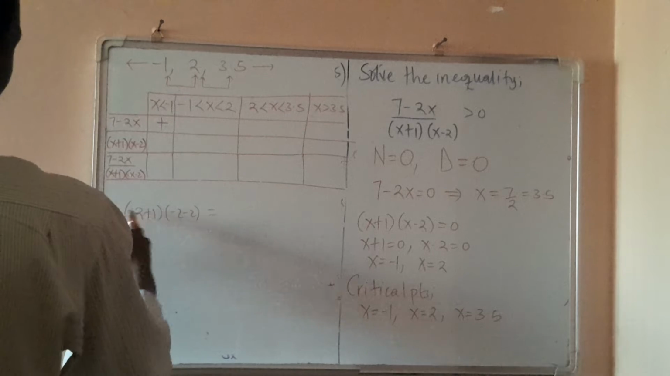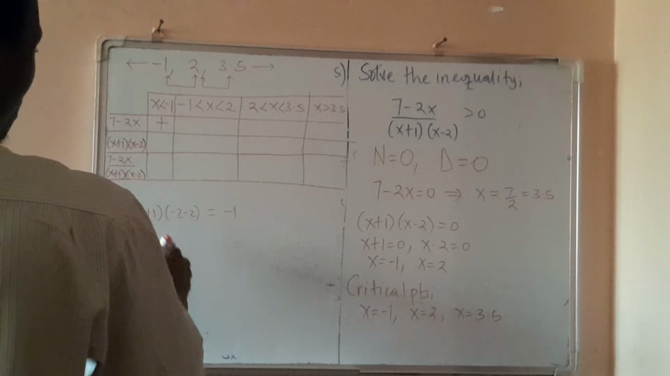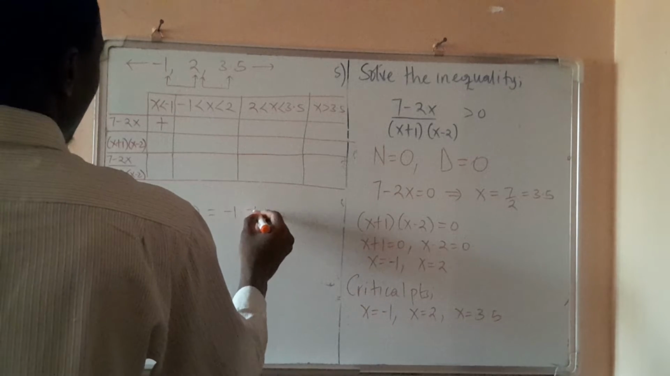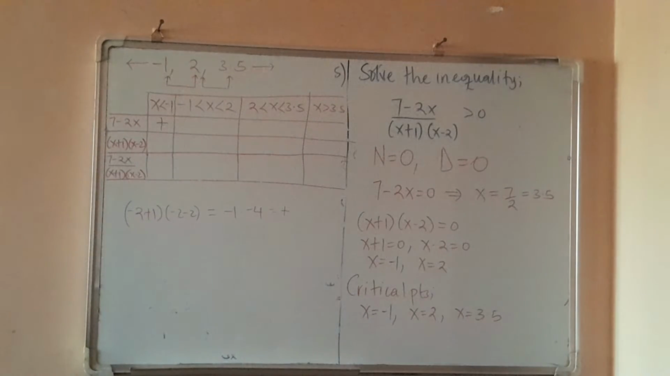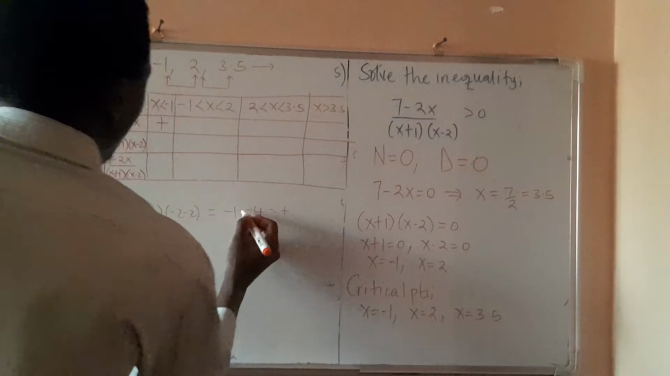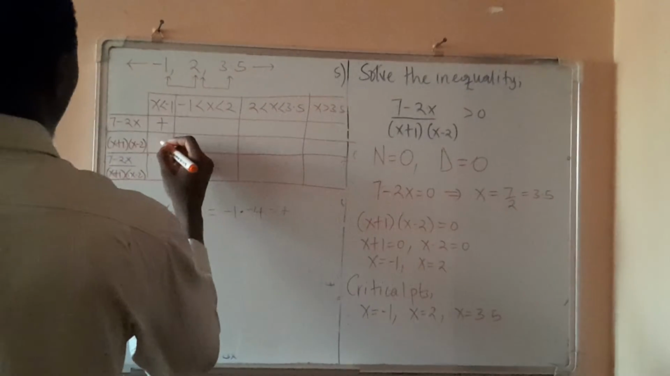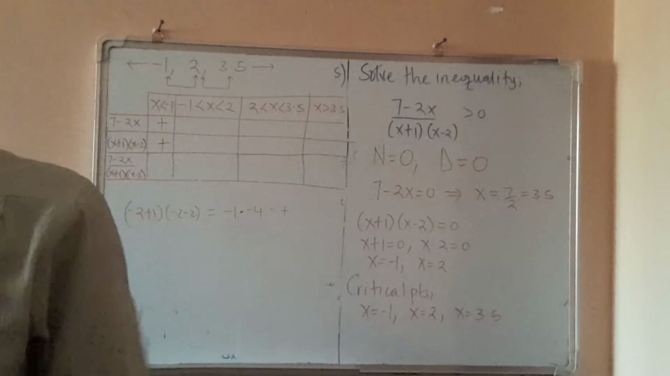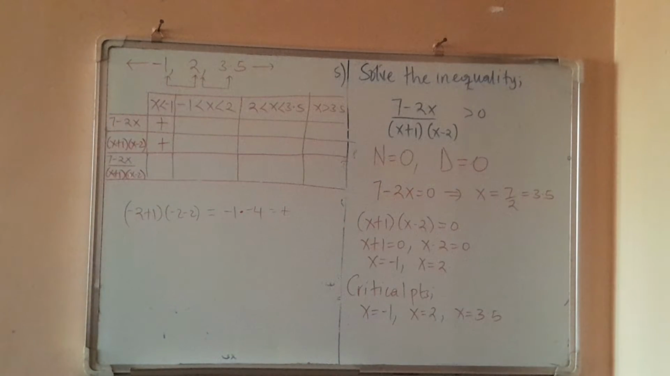Here, if we add -2 plus 1, that is -1, then times -4, which is +4. When you multiply here, you get a positive answer. So this is a positive answer. Then you continue, -1 to 2, values ranging within that interval.